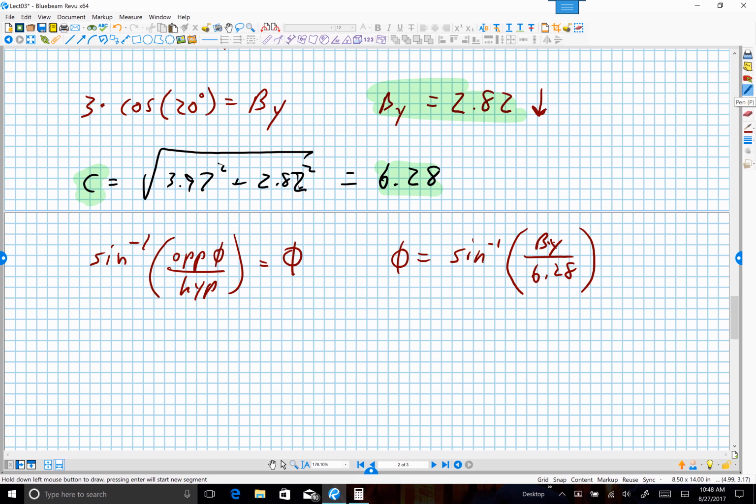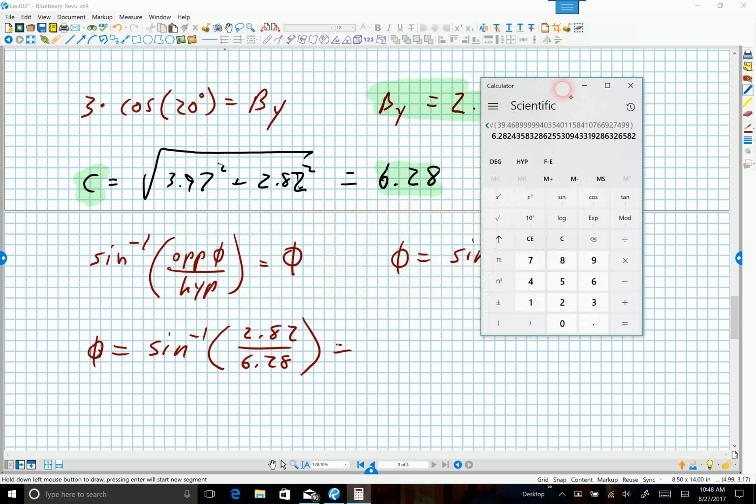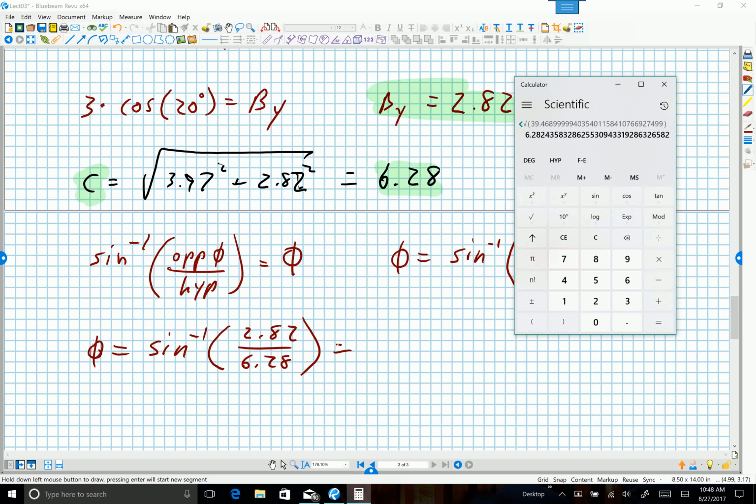And I would encourage you to keep rewriting stuff. Just make little changes from equation to equation. Don't make big jumps. Don't try and do it all in one step. So phi is the inverse sine of BY, which is 2.82 divided by 6.28. And so we go to our calculator.